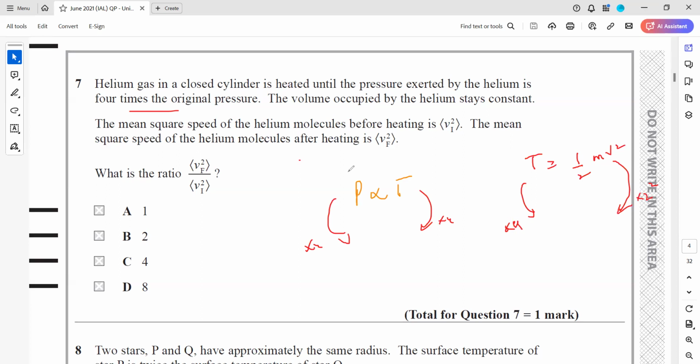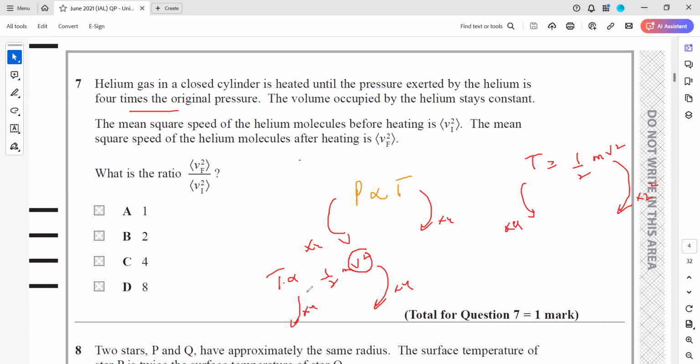But the question is, what happened to the ratio of v square? So speed should be double, but what happened to the v square? Because temperature is directly proportional to half mv square. So the question is not what happened to v. The question is what happened to the ratio comparative. So what happened to v square? The v square should be 4 times.